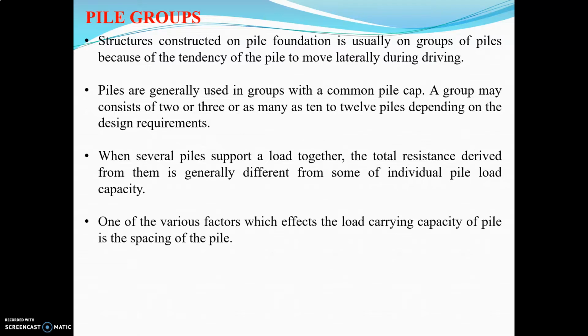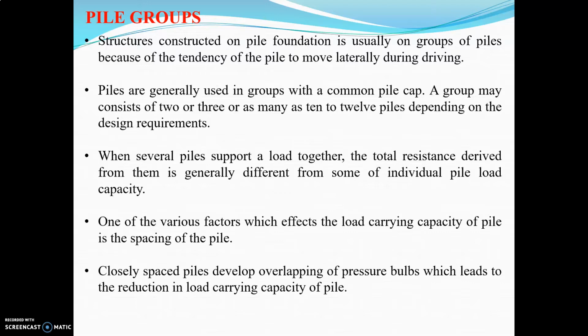One of the various factors which affects the load carrying capacity of pile is the spacing of the pile. Closely spaced piles develop overlapping of the pressure bulbs, which leads to the reduction in load carrying capacity of piles. If the spacing is more, the cost of the pile cap increases enormously. So this is about pile groups. It may be a single pile or 2 piles or 3 piles or as many as 10 to 12 piles depending upon the design requirements.